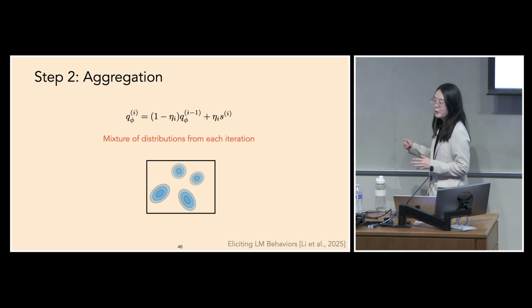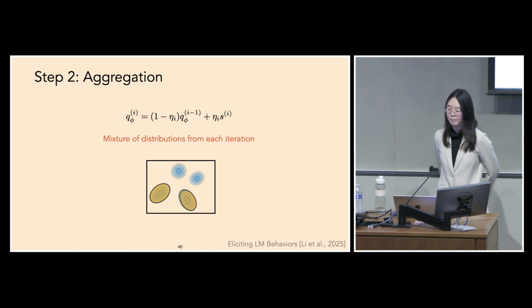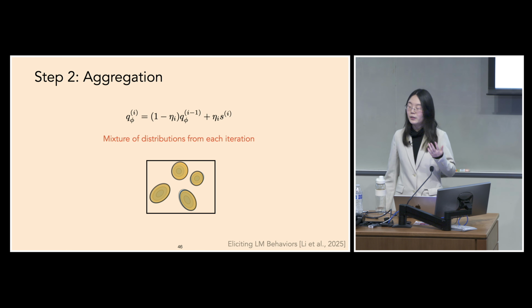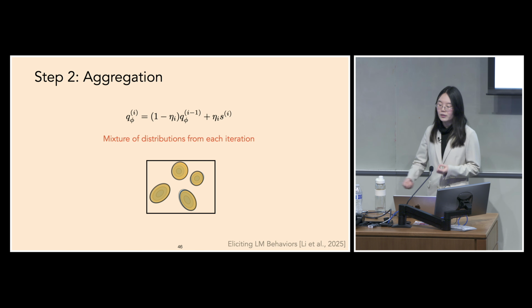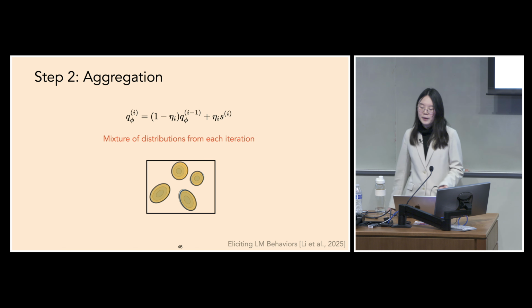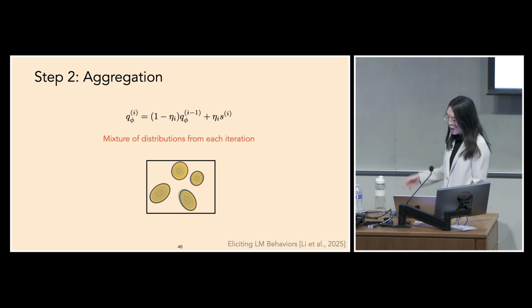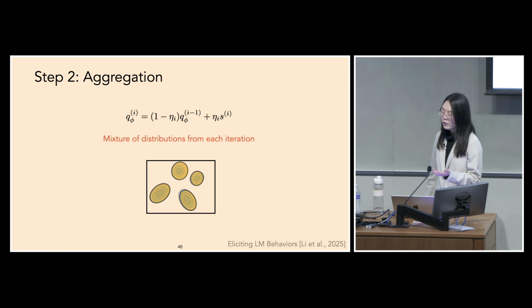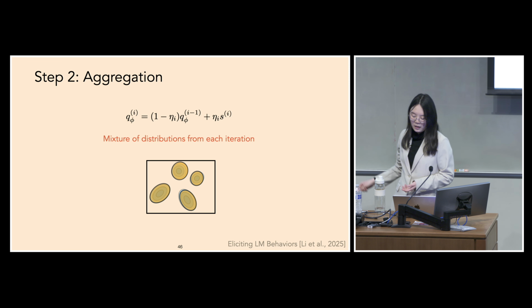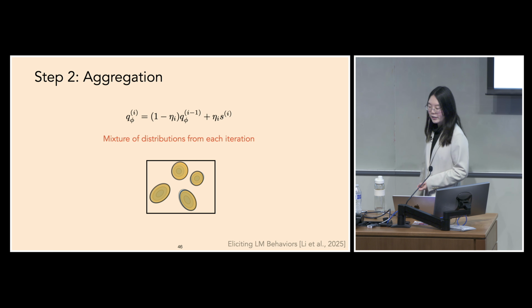So as we said, we run this algorithm for multiple iterations, and in each iteration, it will discover some new modes. So how do we aggregate across different iterations? We aggregate by performing a mixture of the distributions from each iteration. So this equation at the top suggests that at the end of each iteration, we will mix in the new mode, which is S of I, with eta I as the mixture weight.